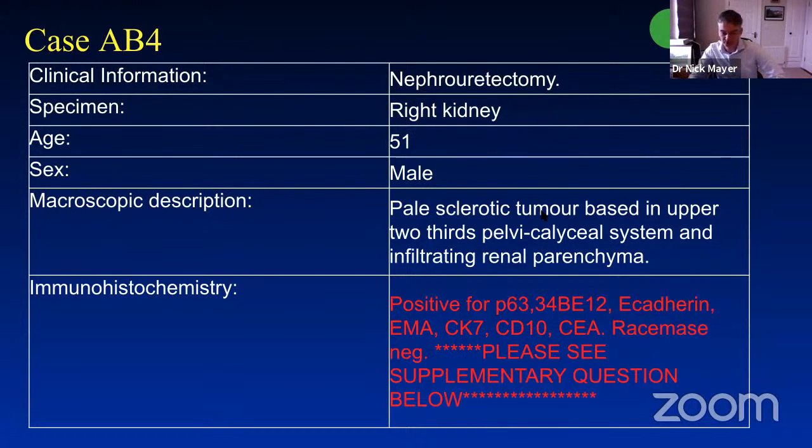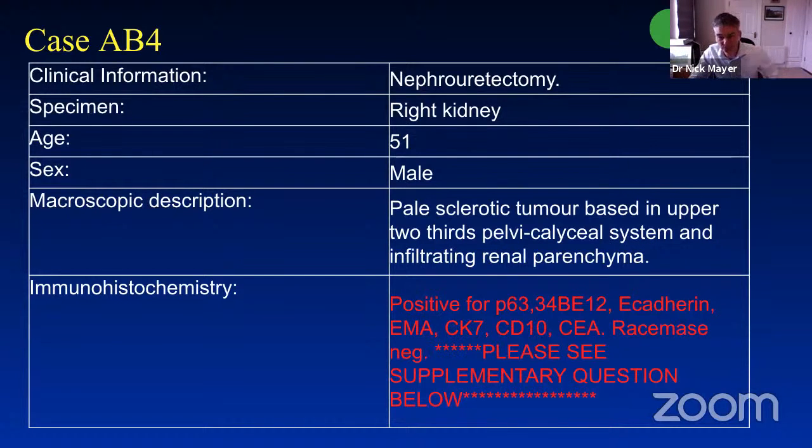And we were told that there was tumor related to the pelvicalyceal system, and then we were given quite a comprehensive list of immuno. These weren't scanned, but they were described. So the tumor was positive for P63, 34BE12, E-cadherin, EMA, CK7, CD10, and CEA, and negative for racemase.